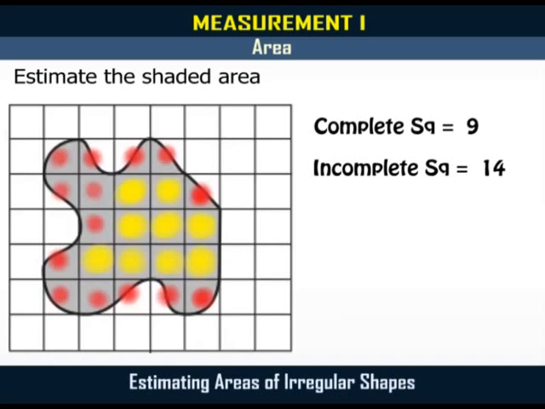Next, we assume that all the incomplete squares are half of the complete ones. It's an assumption. So we divide their number by 2. So 14 over 2 will give us 7 complete squares. So the total number of complete squares is 9 plus 7, giving us 16. And this makes the total estimated area to be 16 square centimeters.